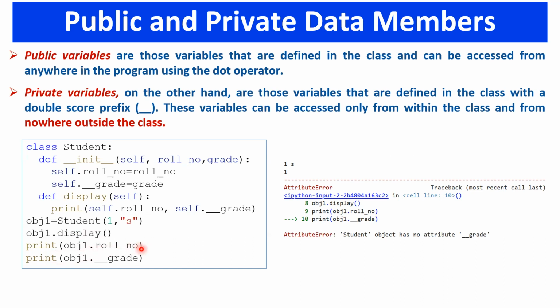That means we are trying to access roll number from outside the class, which is allowed because roll number is a public data member. On the other hand, if we try to print obj1 dot double underscore grade, which is a private data member, and this private data member we are not supposed to access from outside the class. So if we try to do so, it gives an error stating that attribute error, student object has no attribute double underscore grade. That means it is a private data member or private attribute which is not visible to the outside world. That means outside the class, it is not visible.